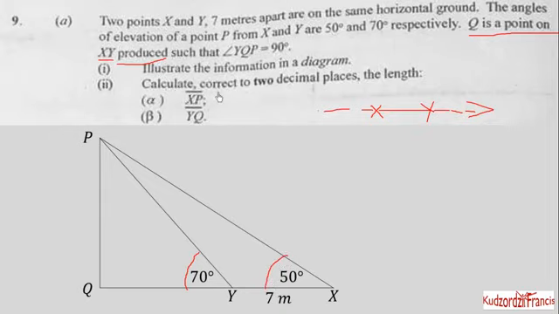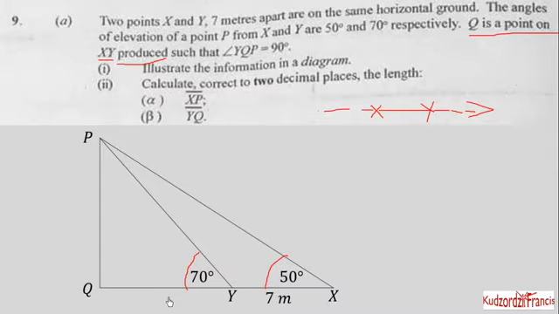Then the second part, calculate correct to 2 decimal places the length XP, then YQ. So let's see. You know, PQ is constant, so we can use it to find this distance, which is the second one, YQ.